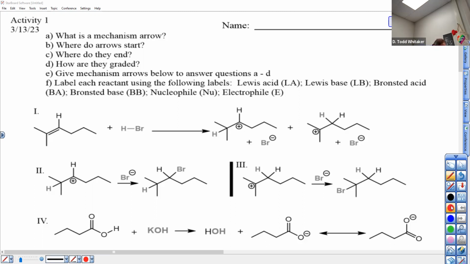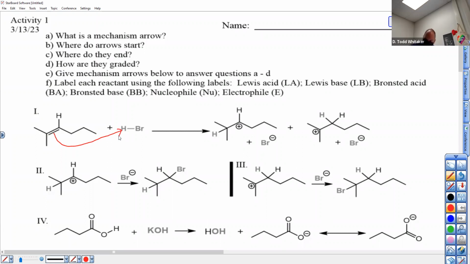Here's an arrow. I will say a lot of words. The arrows are the most important part. But I'm going to tell you every time where this arrow starts and where it ends. And listen to the words I use. This arrow starts at a pair of pi electrons and ends at an H atom. You agree? I didn't lose anybody, I hope. Do you want me to say it again, just in case?